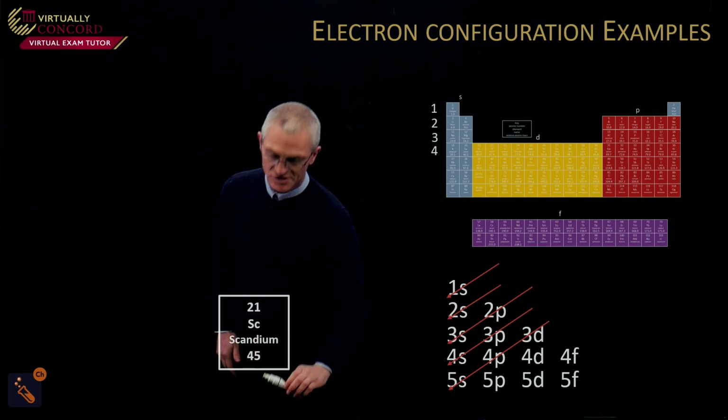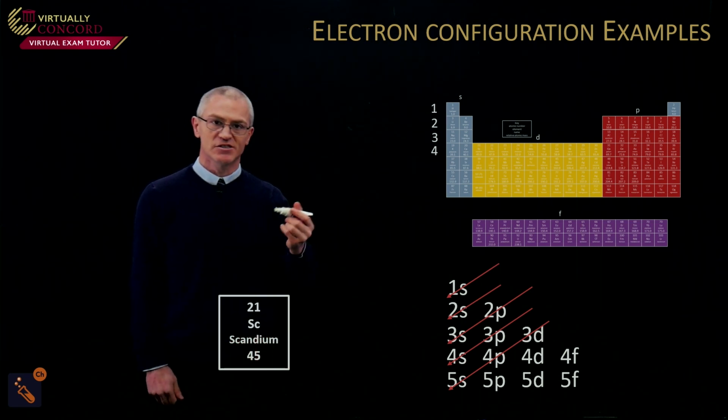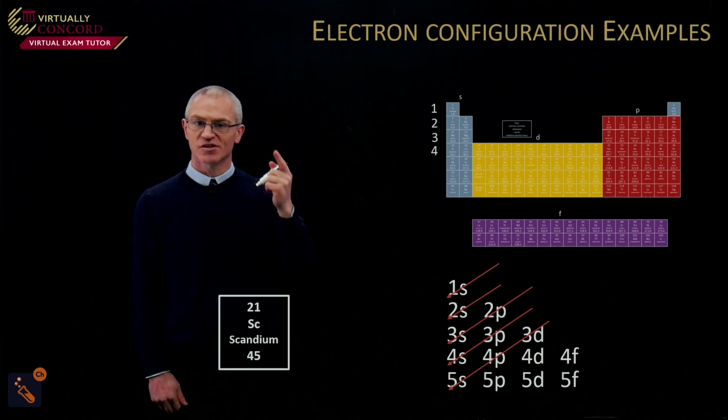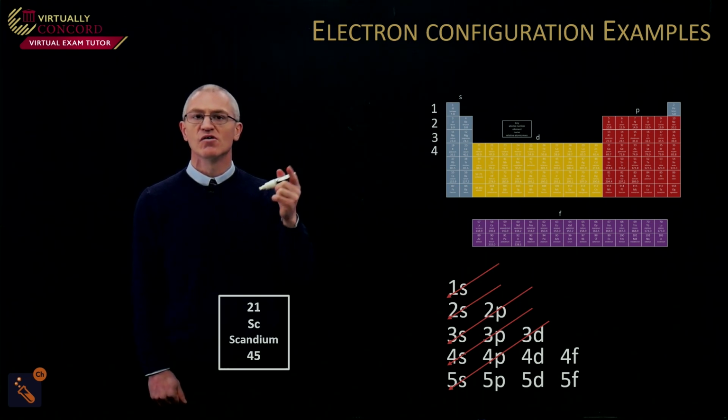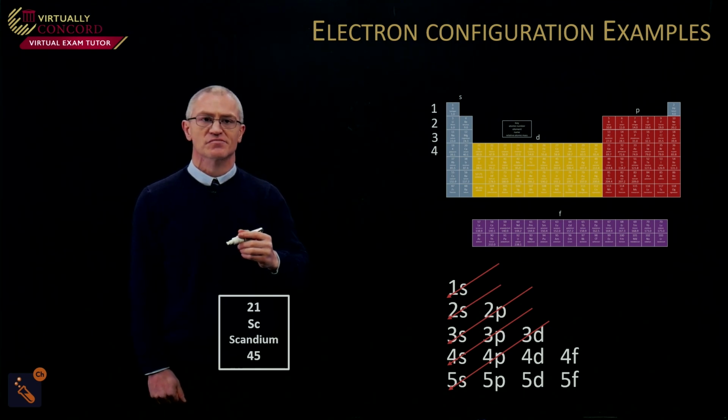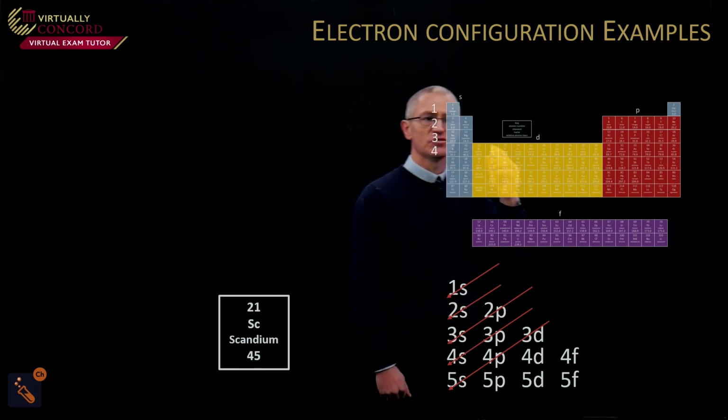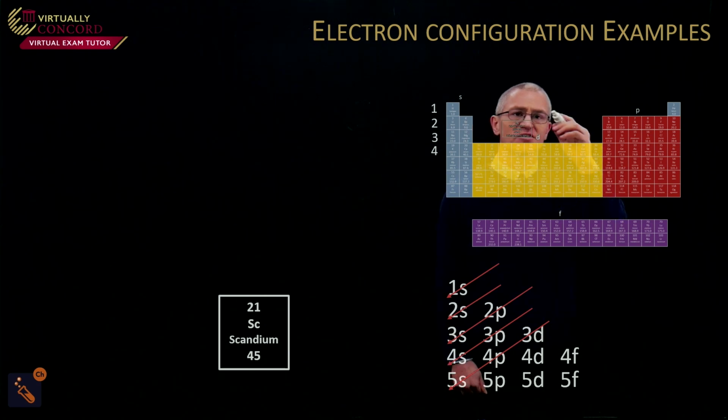Okay, now I'm going to teach you a little bit of a cheat. You're only allowed to do this if the question says you can do it, or your teacher allows you to do it. What we can do is a shorthand, and we can say, I don't want to write out 1s2, 2s2, 2p6, 3s2, 3p6. It's a lot of writing. So what I'll do is I'll take the electron configuration of the noble gas that is before mine.